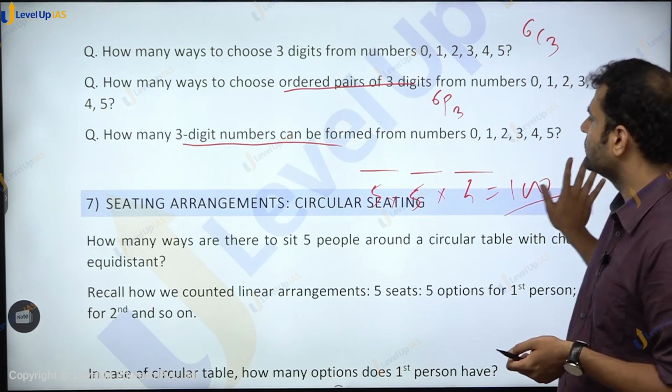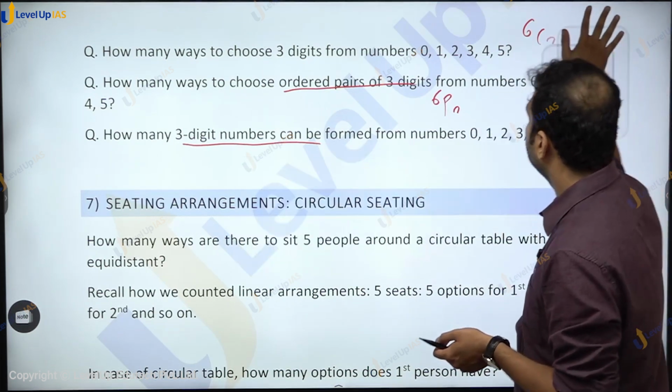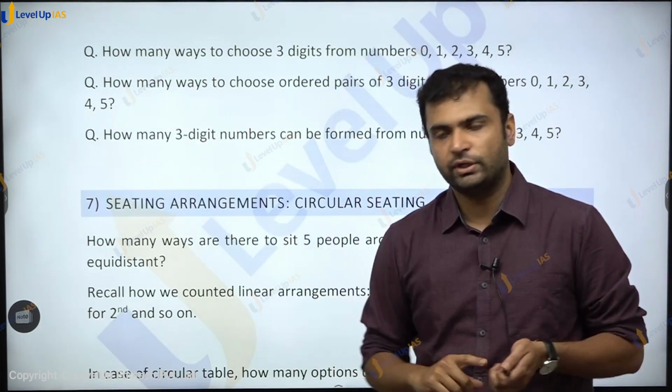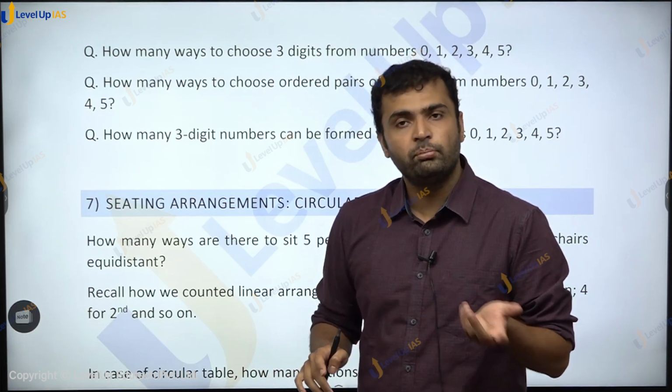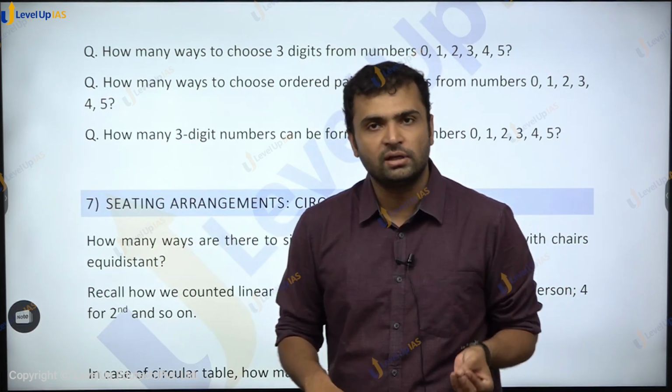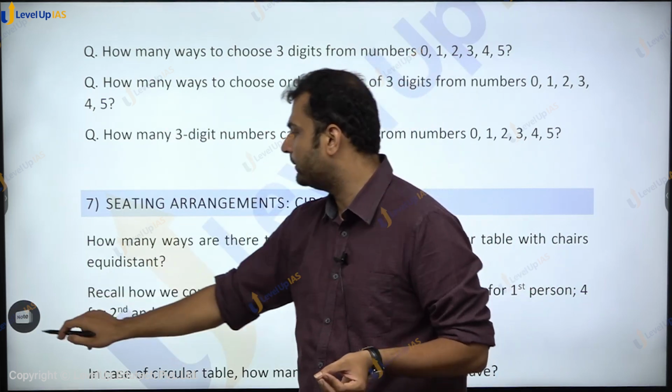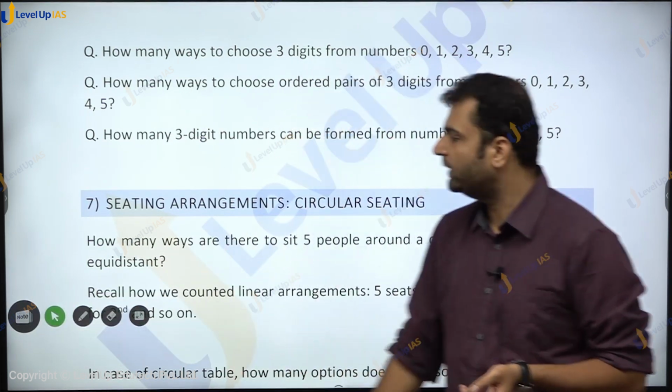Here numbers would be higher. So I hope you understand the difference between these 3 questions. Here we just have to choose. Here we have to talk about ordered pairs, and here we have to talk about 3 digit numbers. ये दोनों question अलग है. Fine.